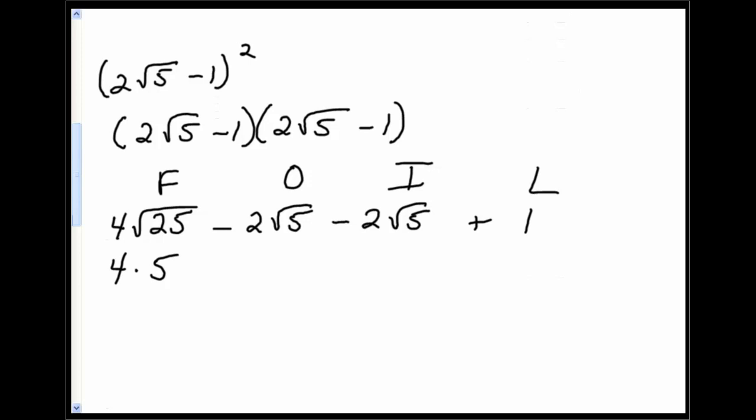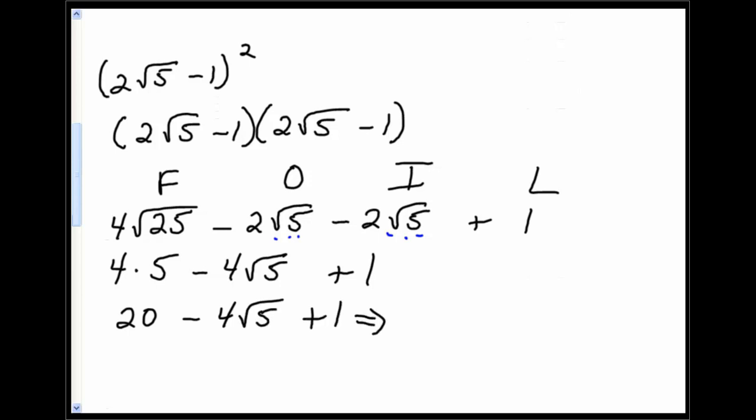Now, here we do have two like radicals. They both have radical 5 in here. So minus 2 and another minus 2 gives us minus 4 radical 5 plus 1. So we have 20 minus 4 radical 5 plus 1. Here you can combine the 20 and the 1 for 21 minus 4 radical 5.